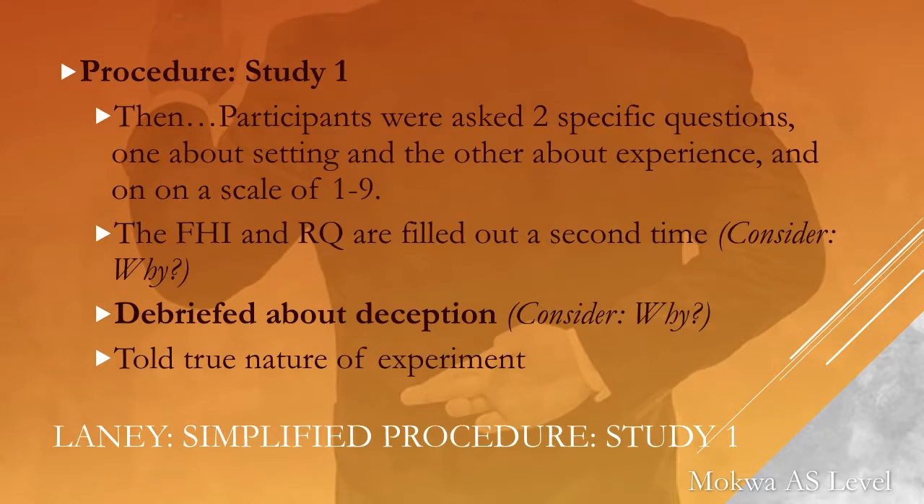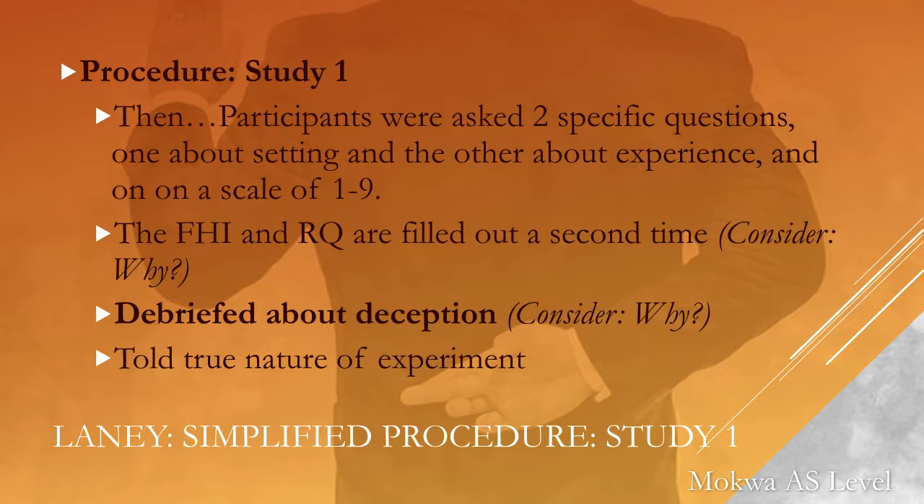Then to follow up, in the procedure for study 1, now we get some separate information. Okay? Participants are asked 2 specific questions, one about the setting of the experiment and the other about their experience overall. So this is more of a questionnaire about how did you feel during the experiment? Were you comfortable? Was the setting comfortable? The lights, the seating, and so on. So that's some separate information.